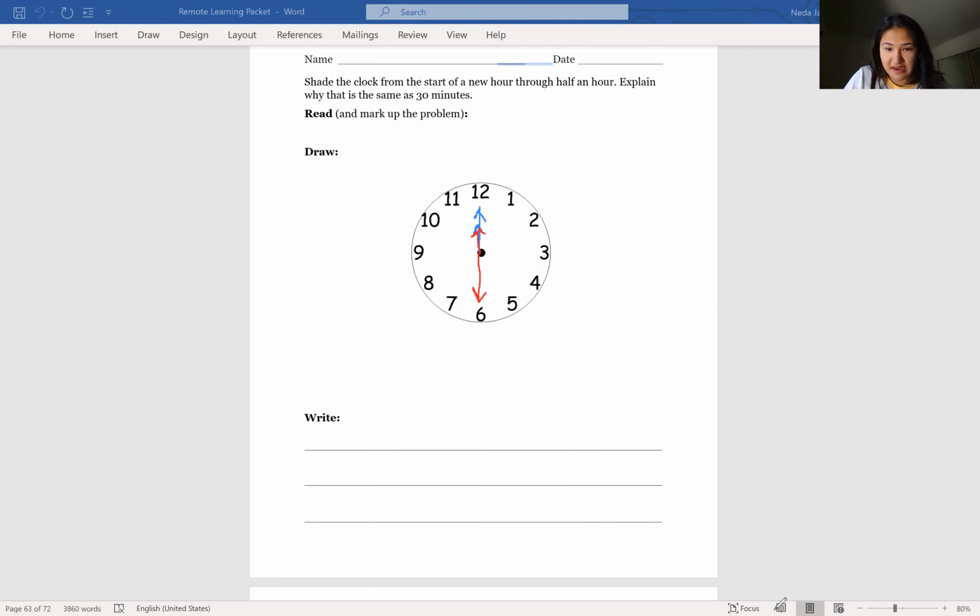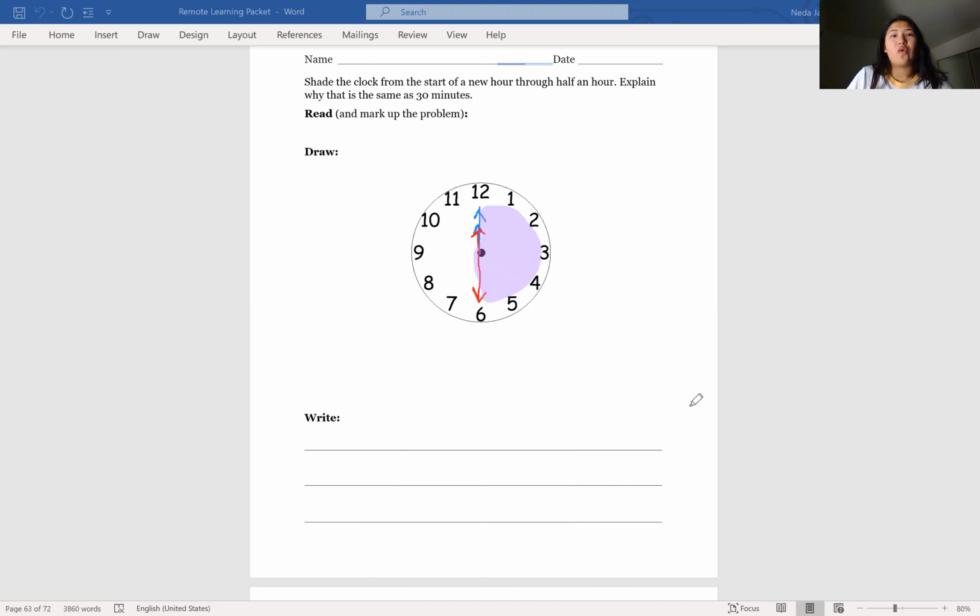Now it wants us to shade how much time has passed. So I'm going to use my pencil here and shade how much time has passed. So we started all the way here and we went all the way down here, and all this time in between has passed. So we started all the way at 12 o'clock and we moved half an hour and ended at 12:30.